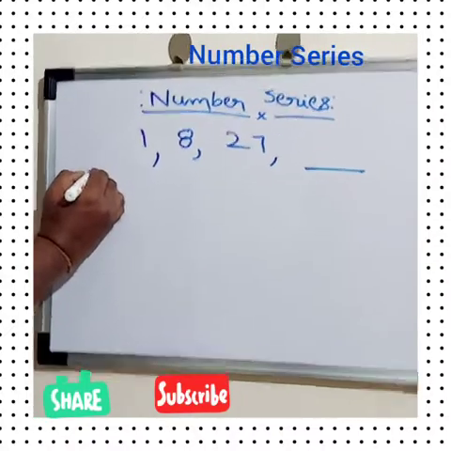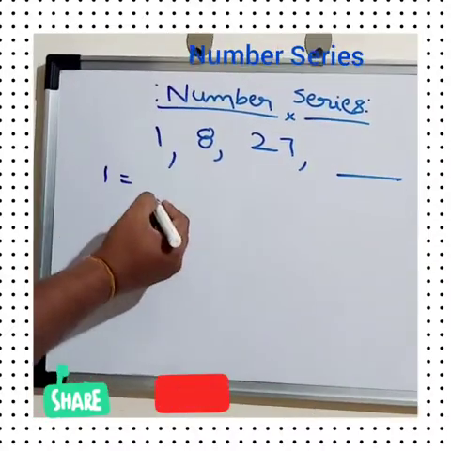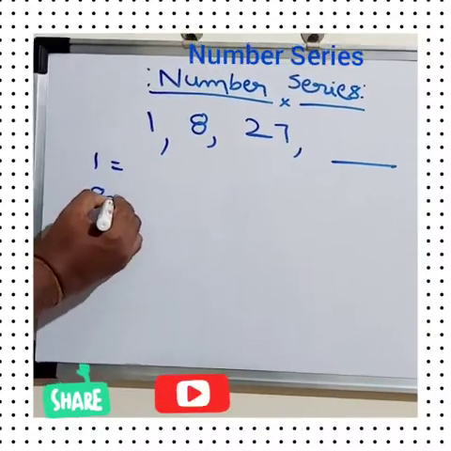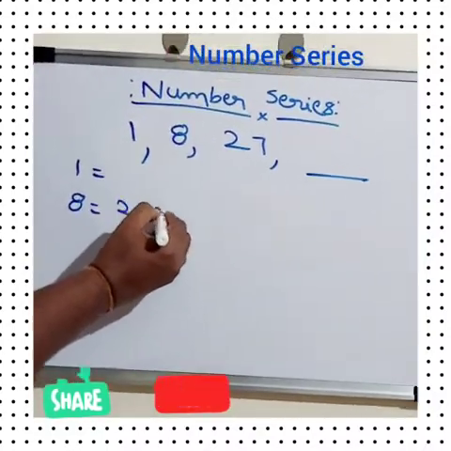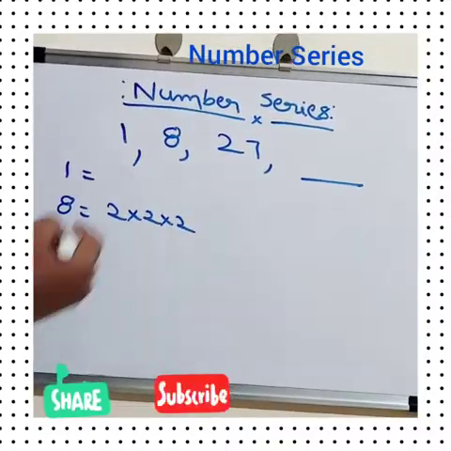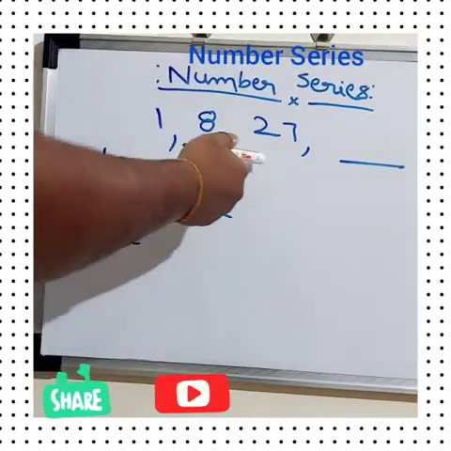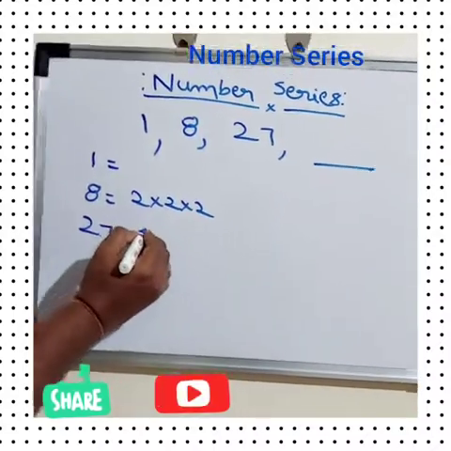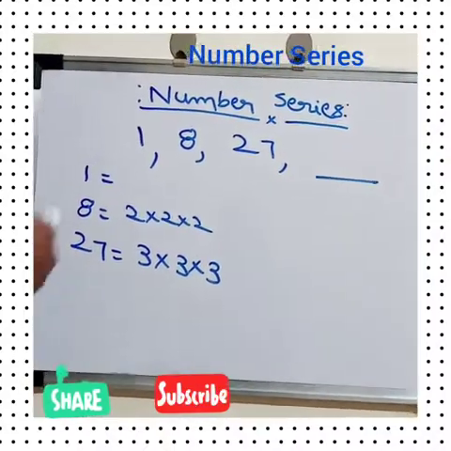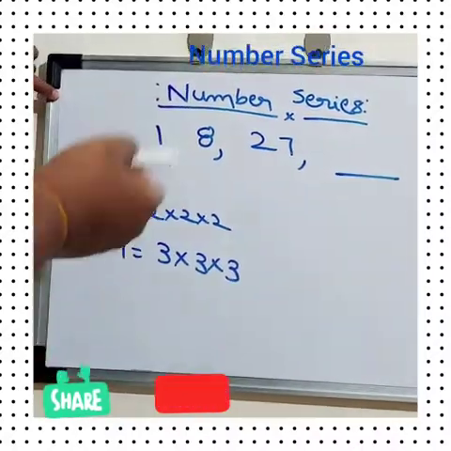So if you see here, for 1, right now I don't have any logic. But 8 is the multiplication of 2, 2, 2. That is, 2 twos are 4, 4 twos are 8. Similarly, what is the logic for the third number? That is 3 multiplied by 3 multiplied by 3. Each number is multiplied by itself 3 times.